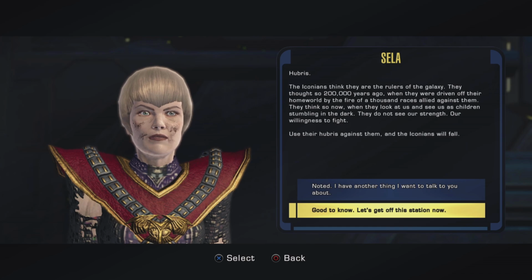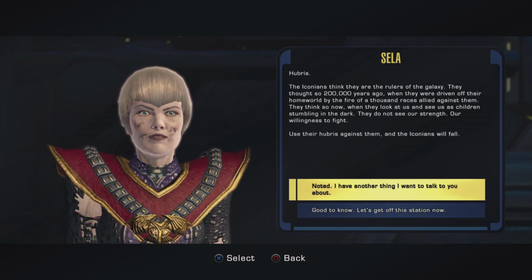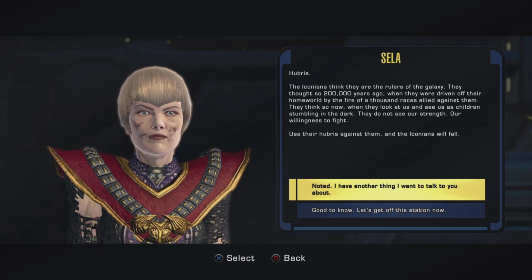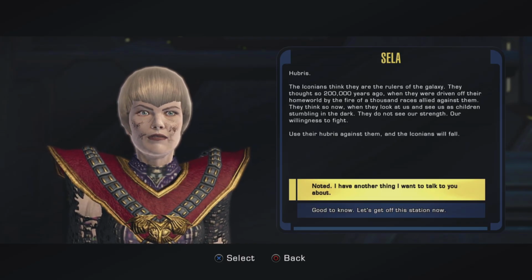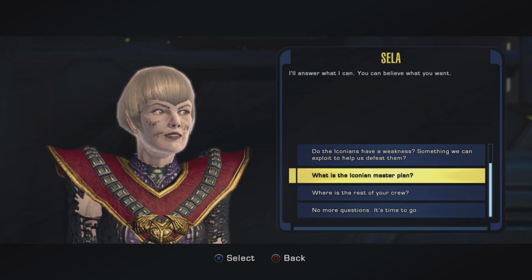Hubris. The Iconians think they are the rulers of the galaxy. They thought so 200,000 years ago, when they were driven off their homeworld by the fire of 1,000 races allied against them. They think so now, when they look at us and see us as children stumbling in the dark. They do not see our strength, our willingness to fight. Use their hubris against them, and the Iconians will fall. I'll answer what I can. You can believe what you want.